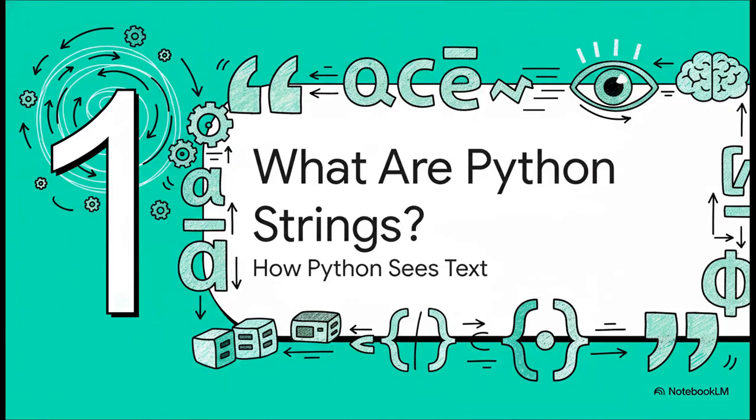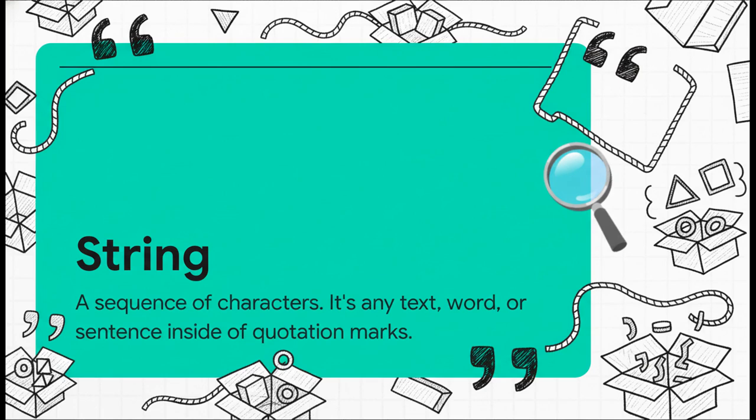Okay, first things first. Before our program can start handling text from a user, we need to understand how Python sees text in the first place. And in the world of Python, text has a very specific name, and that name is a string. It's a really simple concept when you get down to it. A string is just any sequence of characters. We're talking letters, numbers, symbols, spaces, as long as it's wrapped up in quotation marks.